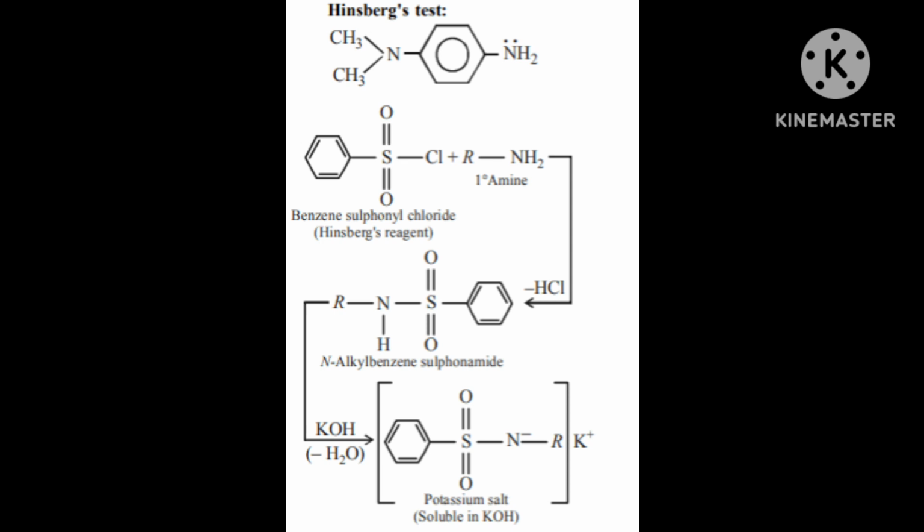So I told you, the hydrogen attached to nitrogen in sulfonamide is strongly acidic due to the presence of a strong electron withdrawing sulfonyl group. Hence it is soluble in alkali. Because it has acidic character, and any acid will react with base, that's why it is soluble in alkali.